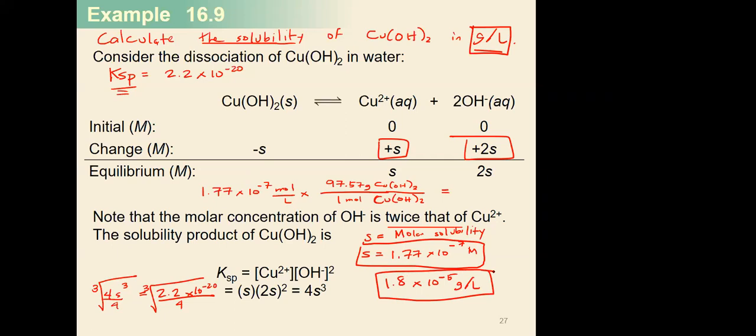Question, class. Professor, on my calculator, when I inputted the cube root of 2.2 times 10 to the negative 20 divided by 4, I'm getting an overflow message. Am I doing it wrong? Maybe you're doing it wrong. Okay.